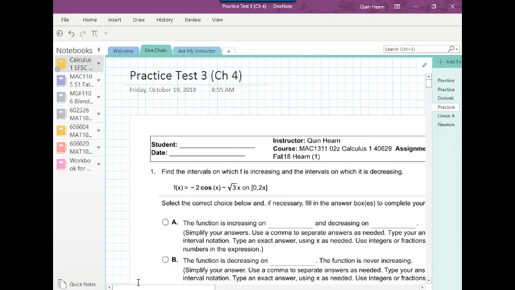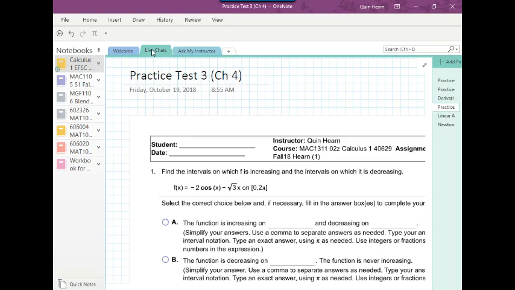Okay, good morning. Let's go ahead and get started. We're going to look at practice test 3, which is all about chapter 4. I've picked out a few questions, but I just want to show you that this is in our OneNote file. So you go to the OneNote link in your Canvas homepage, and you're going to see different tabs.